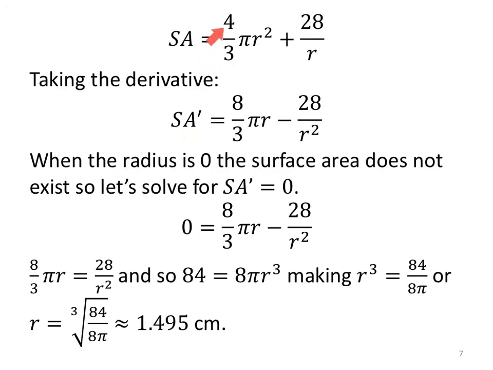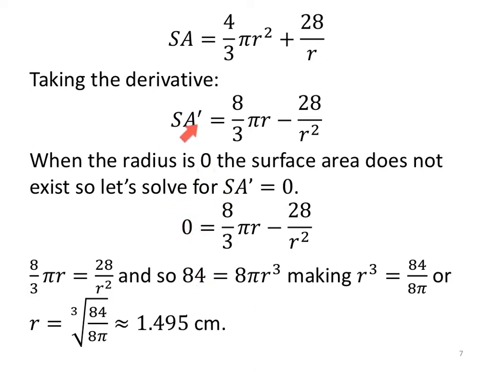The derivative will be 4/3 pi r squared, so times 2, 8/3 pi r, minus 28 over r squared. Remember, this is 28r to the negative 1. It makes finding the derivative easier. When the radius is 0, the surface area does not exist. So we know the surface area is undefined at a radius of 0, but a radius of 0 really isn't going to hold 14 cubic centimeters of contents, so that's a ridiculous answer in terms of real world.